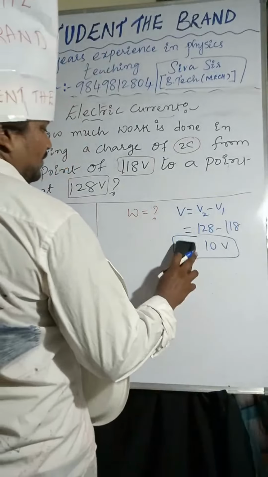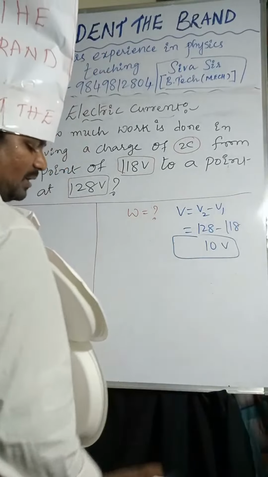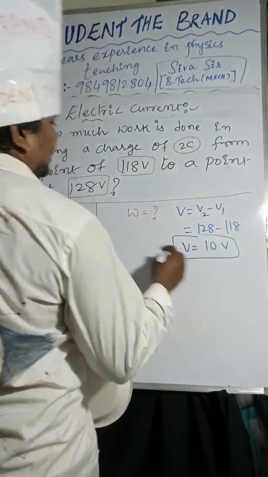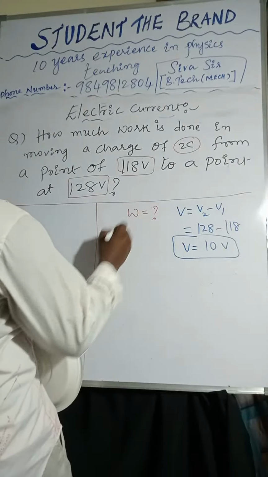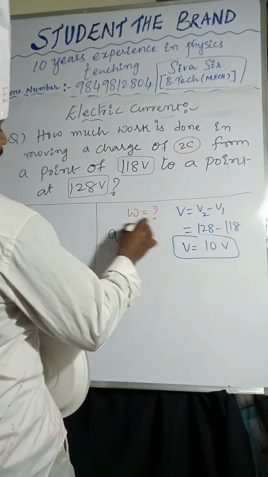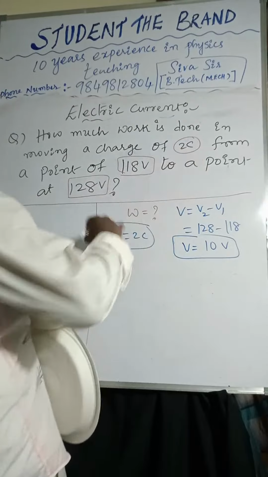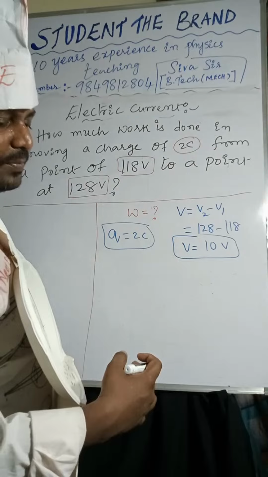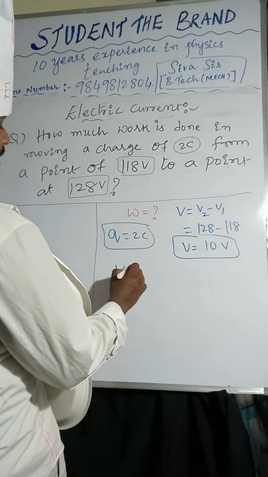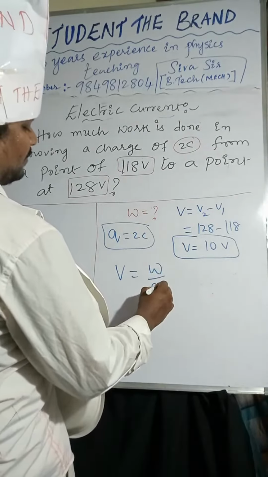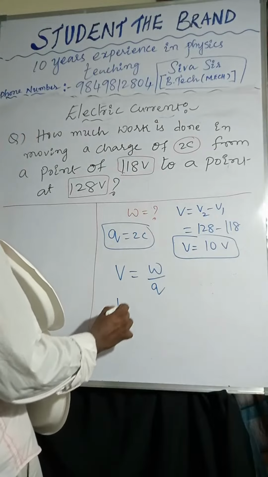Now substituting this value, V equals 10 volts. Q is already given, 2 coulomb. So now we can use the formula V equals W by Q. So V equals 10.